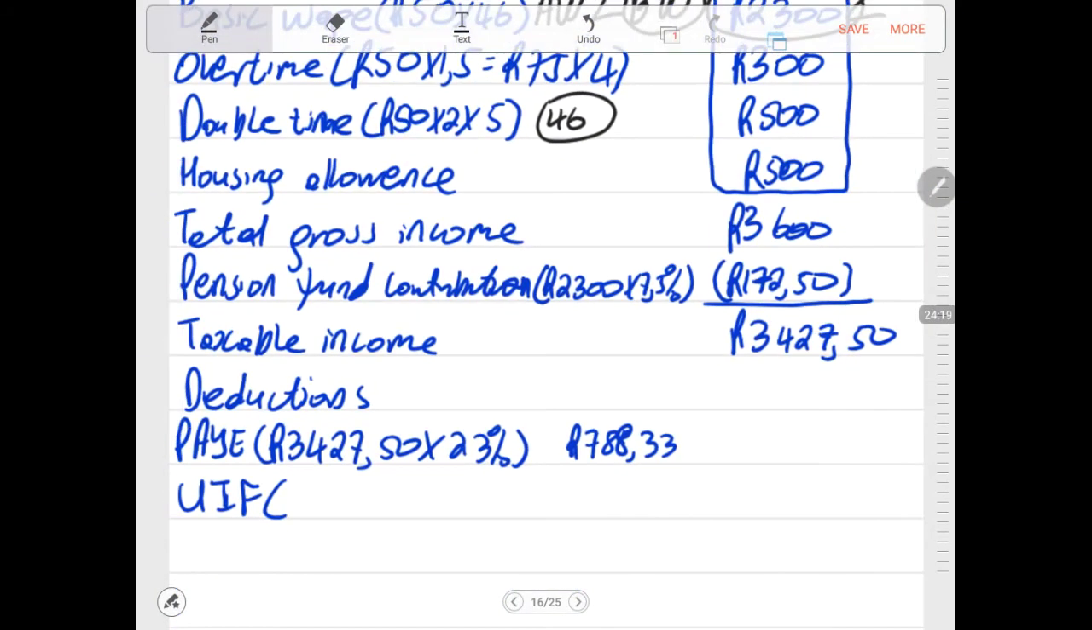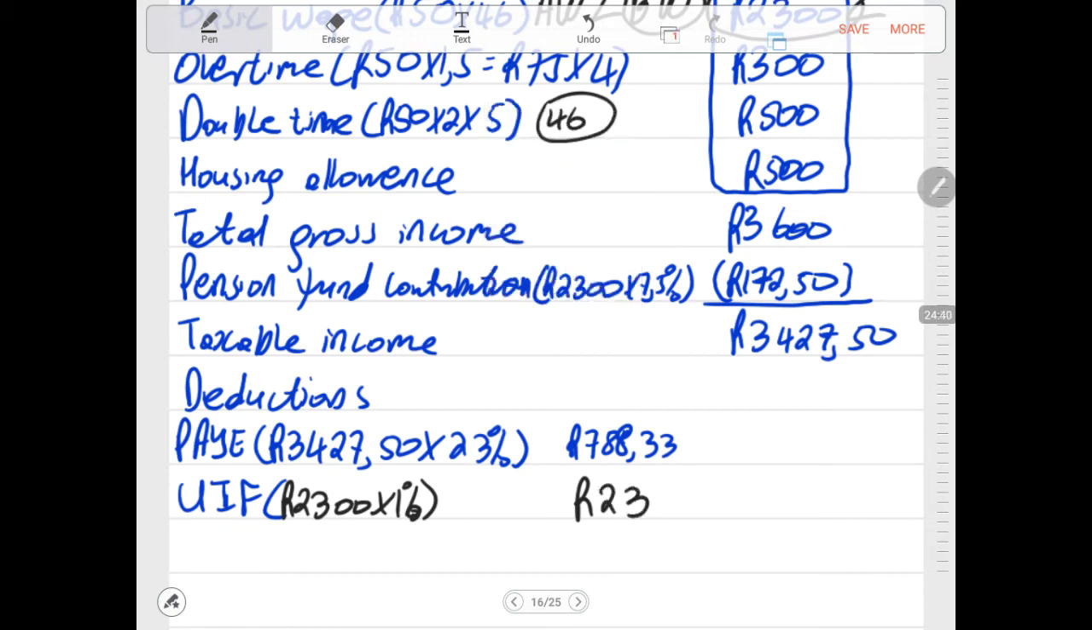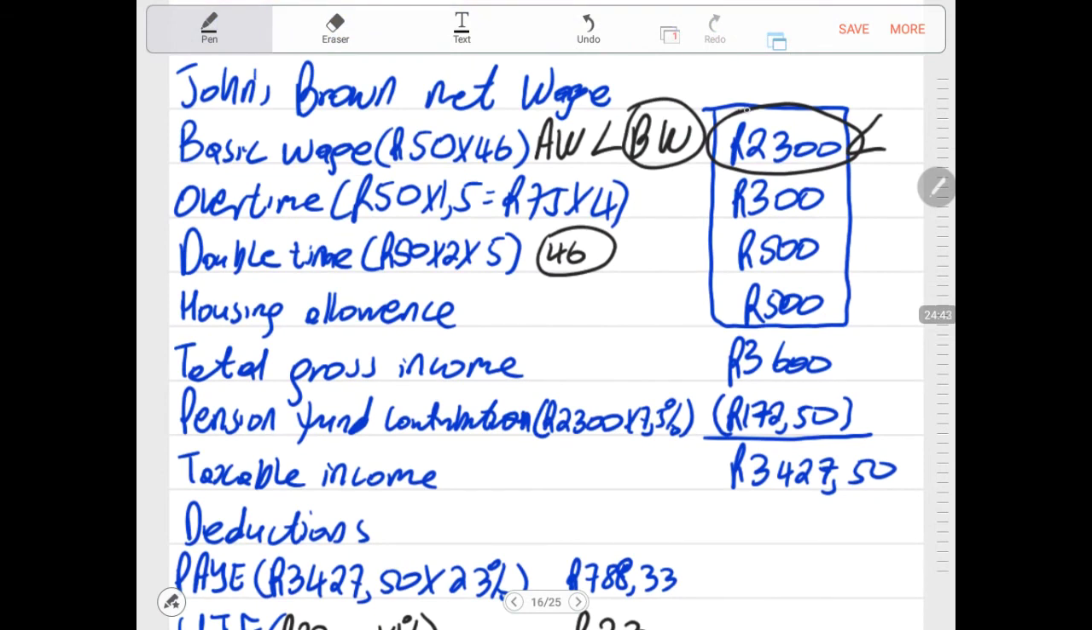So now in this case, we are using the 2,300, multiply this by 1%. After multiplying this by 1%, we'll get to our UIF. Then we say 2,300, multiply this by 0.01, we get a lousy 23 rand. Lousy 23 rand. And again, that was based on the normal or basic wage that we have. So now we have calculated the Unemployment Insurance Fund.